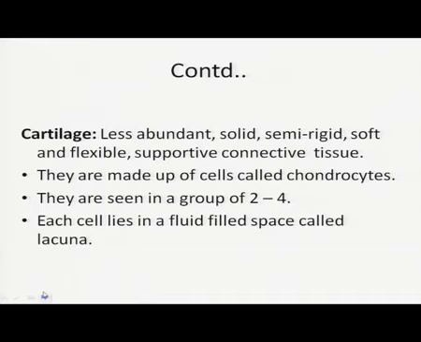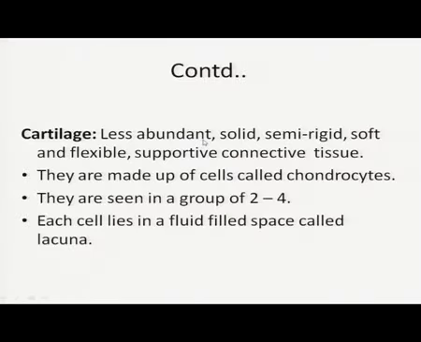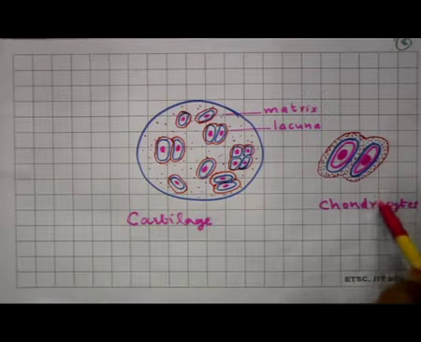Now, coming to the diagram of a cartilage, here you can see the structure of a cartilage. When we consider its abundance in our body, it is a less abundant supportive connective tissue. It is solid in nature, but it is semi-rigid. It is soft and it is flexible. And they are made up of cells, and these cells we call chondrocytes. See here in the diagram, you can see the chondrocytes. Two chondrocytes are seen here.